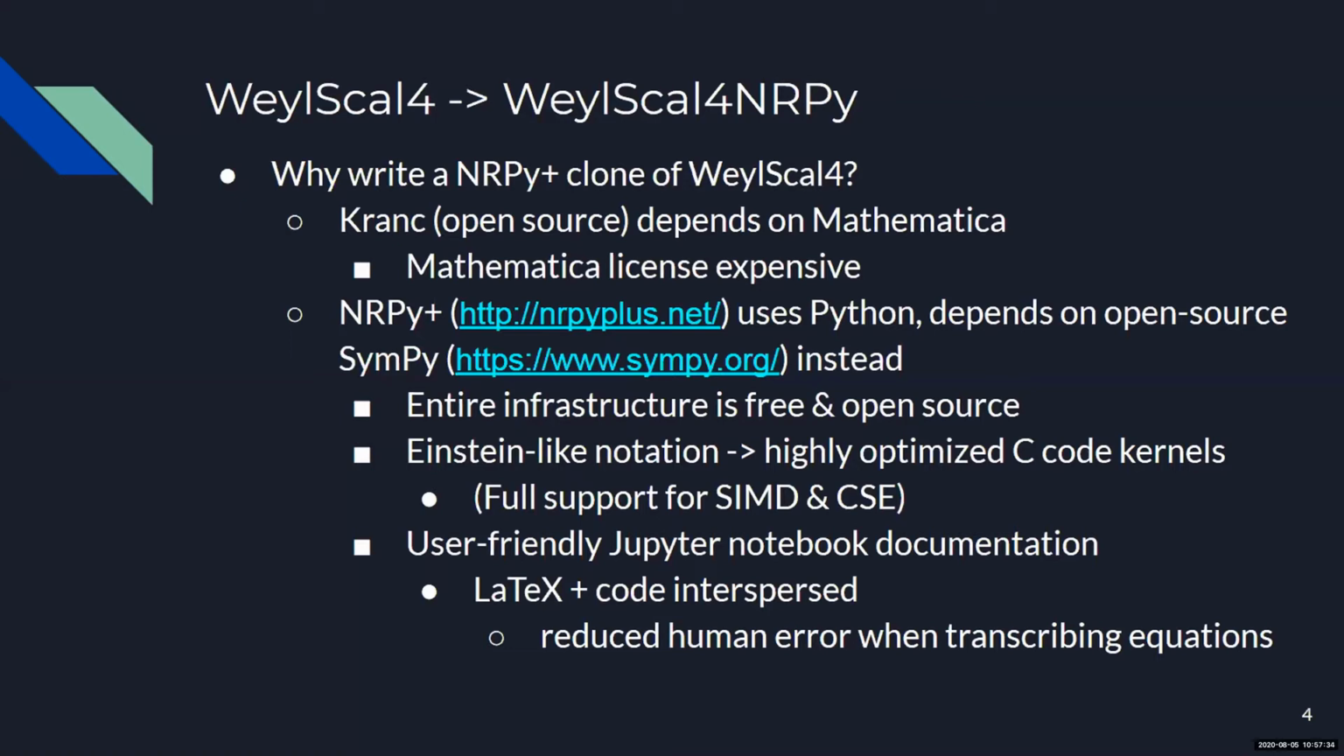Like Crank code, we have an Einstein-like notation as input, and the output is highly optimized C code kernels that make use of tools like single instruction, multiple data, SIMD, and common sub-expression elimination, or CSE, to optimize the codes. We also document everything in a lot of detail in user-friendly Jupyter notebooks that allow us to use LaTeX and HTML to make the documentation more readable and intersperse it with our code, which allows us to reduce the human error in transcribing these equations quite a bit.